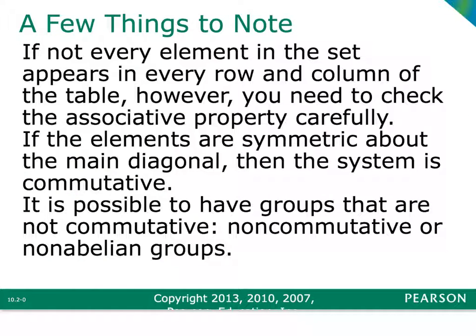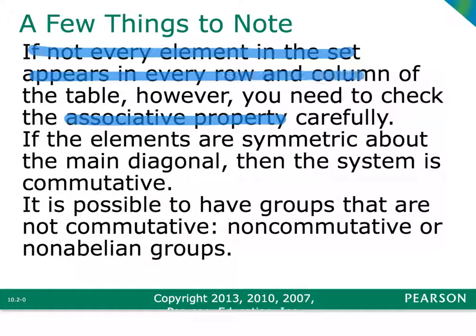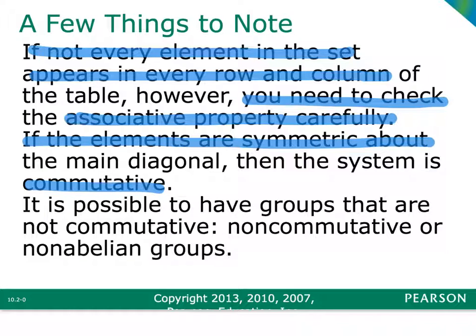A couple things to recognize. For the associative property, if not every element in the set appears in every row and every column, you need to check that associative property carefully, so we have to check more than one example. But if every element appears in every row and every column, then you can just check the associative property once and it looks good. Also, for the commutative property, if the elements are symmetric across the main diagonal, then it's commutative.